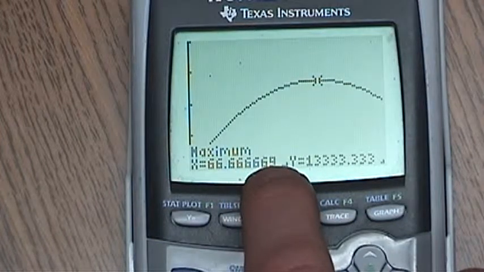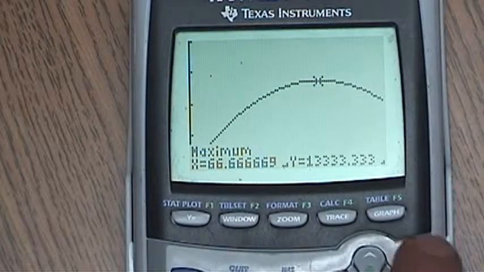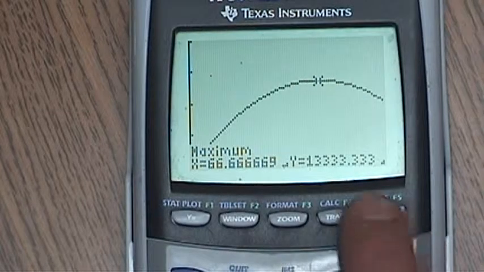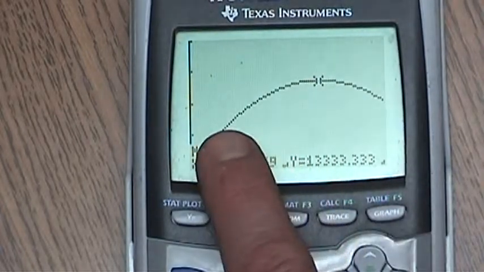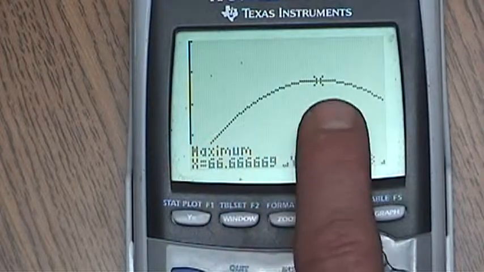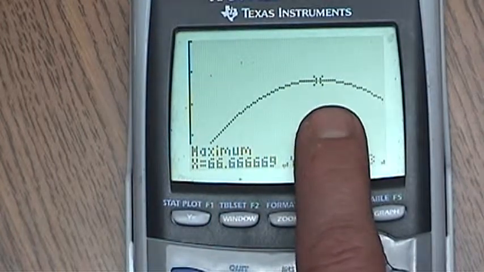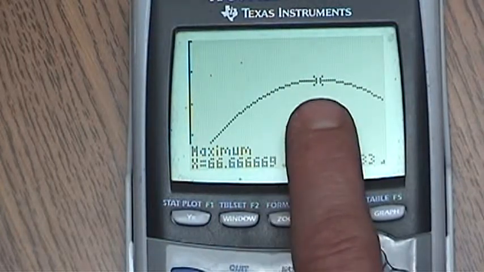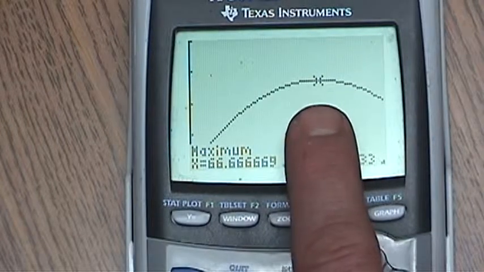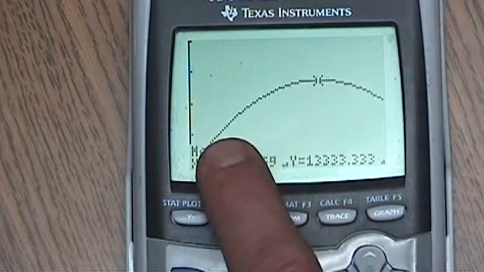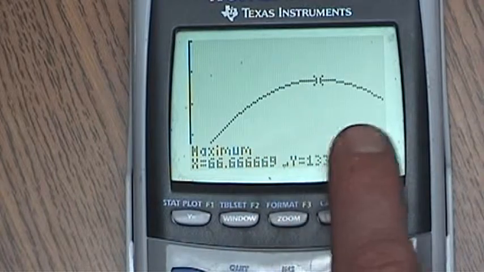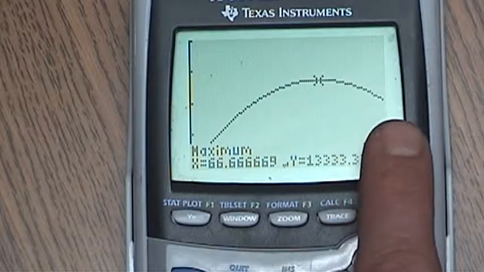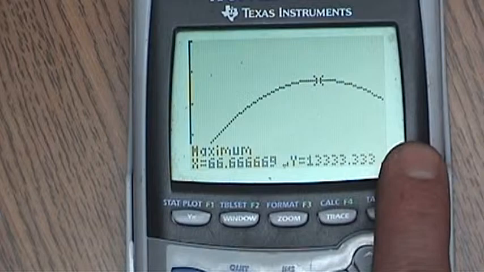66.666, which is 200 over 3. So when x is less than 200 over 3, or 66.66, and we could round it to 67, demand is elastic. This is a number of units. So when we sell fewer than 67 units, demand is elastic. When we sell more than 67 units, demand is inelastic.